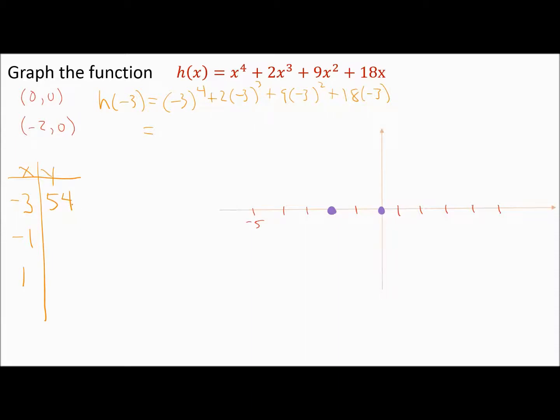Okay, so we can check it again: -3 to the 4th, 2 times -3 to the 3rd, 9 times -3 squared, and then 18 times -3. All right, so 54. Now let's try -1.